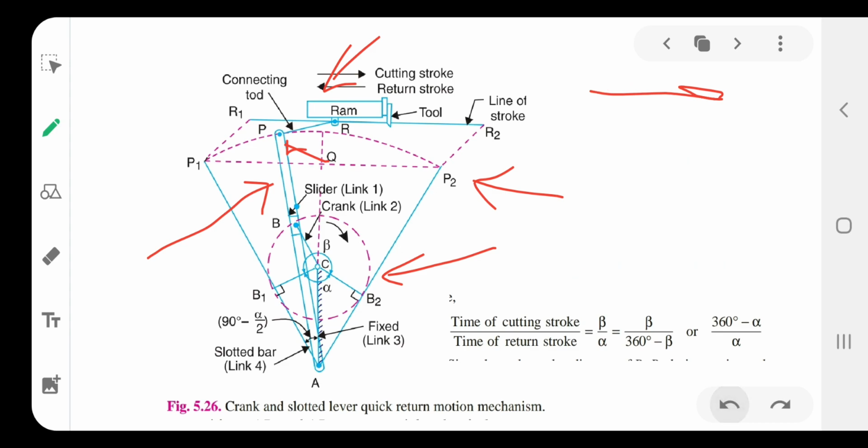So in this there is a formula for time of cutting stroke divided by time of return stroke. So beta upon alpha, equal to beta upon 360 degree minus beta, or 360 degree minus alpha upon alpha, okay. So this is the crank and slotted lever quick return mechanism.